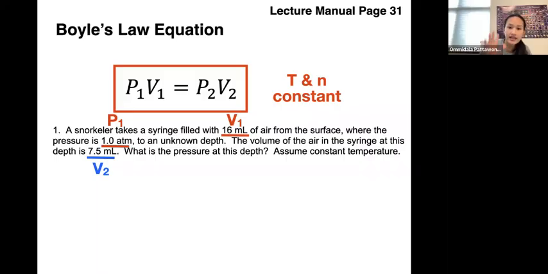So I know that this problem is giving me two sets of conditions. Therefore, because it gives me two sets of conditions that involve pressure and volume, I'm going to use Boyle's law equation, which is P1 V1 equal to P2 V2.